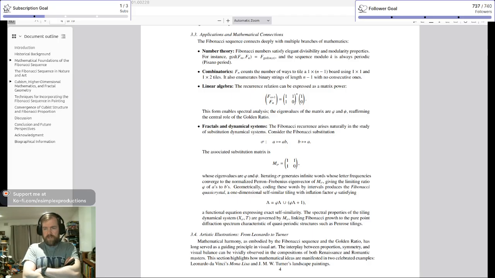The spectral properties of the tiling dynamical system, X, sigma, and T, are governed by M sigma, linking Fibonacci growth to the pure point diffraction spectrum characteristic of quasi-periodic structures such as Penrose tilings.